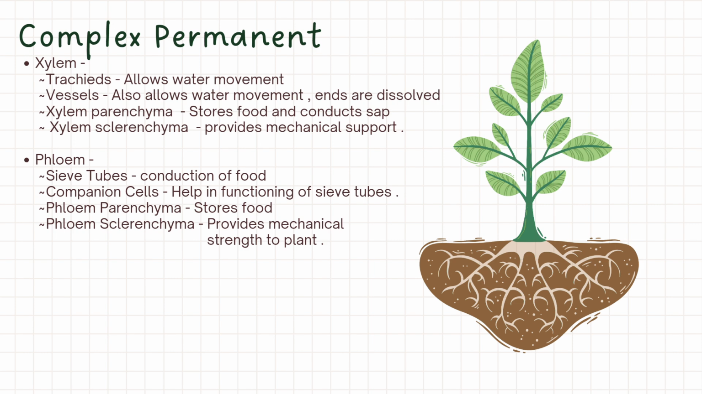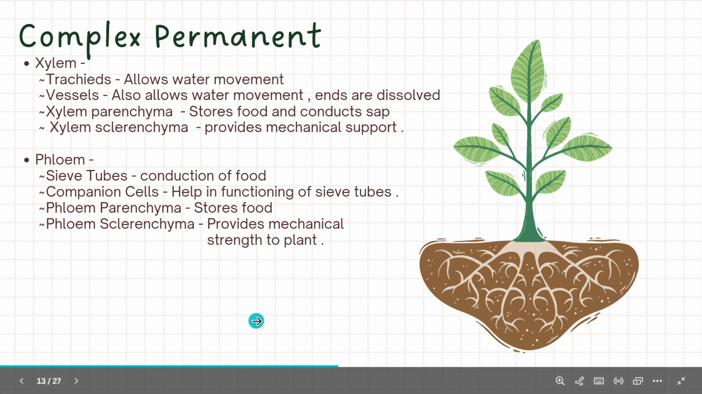Then the companion cells. The companion cells help in the functioning of the sieve tubes. Why do they help? Why can't the sieve tubes work on their own? It's because after some time, the sieve tubes die, but they still continue to do their function. So the companion cells are stuck to the sieve tubes, and they have the nucleus and everything. Because they're stuck to the sieve tubes, they help in the functioning of the sieve tubes after they die, since they can't be replaced. They can just help them function.